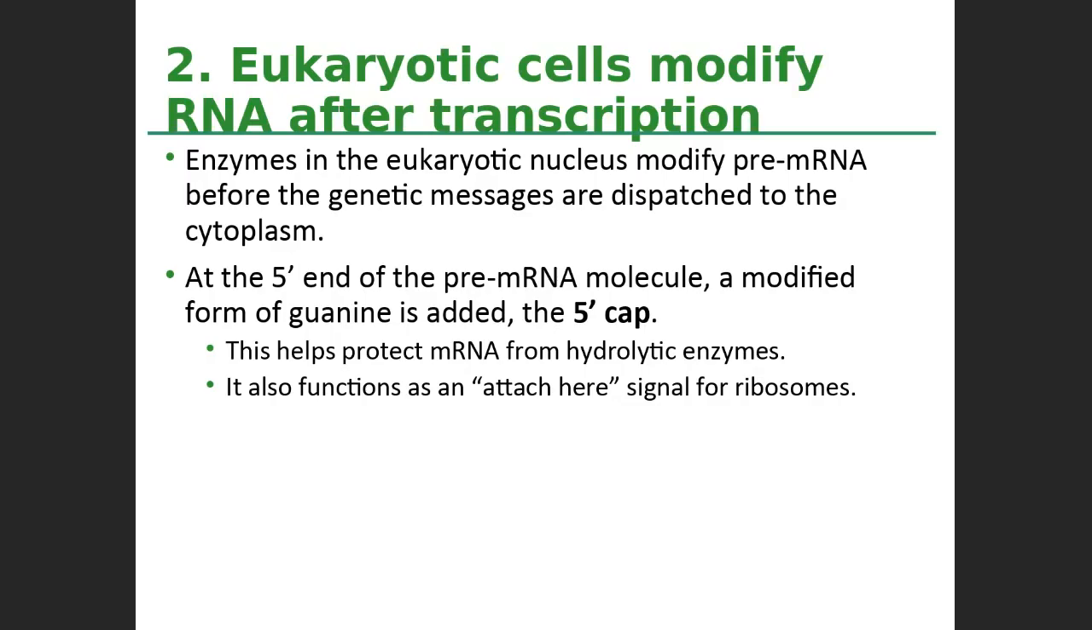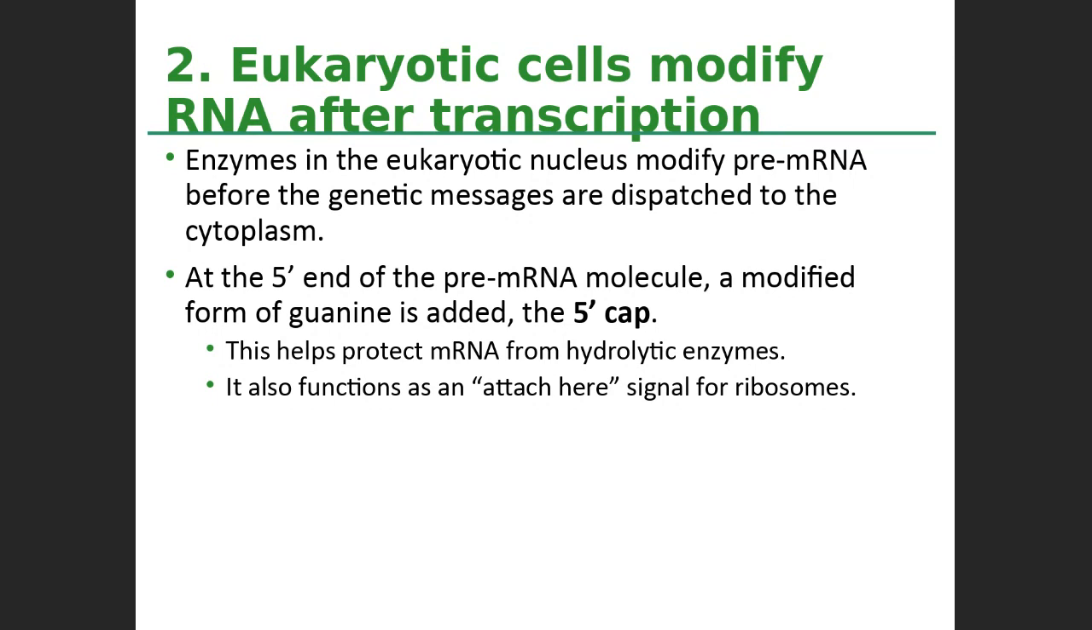So let's look at some of those modifications that occur. And this is just in eukaryotes, not prokaryotes. So at the 5' end of the pre-messenger RNA, so the initial RNA transcript, there is a guanine, which is added to the 5' end. And we call that a 5' cap. So a guanine nucleotide is added to the 5' end.